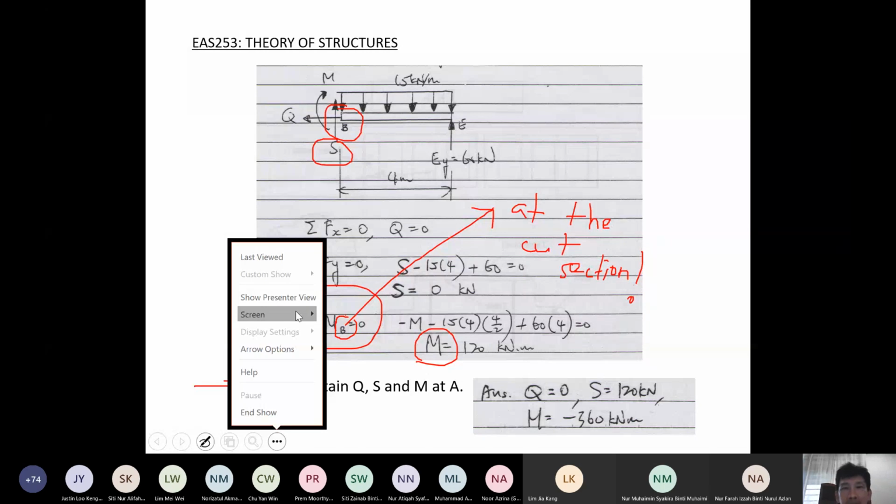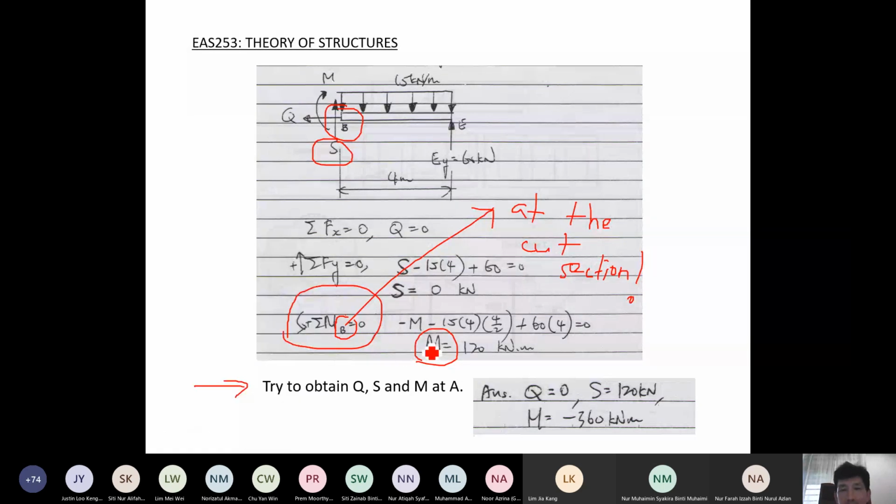So try to get the Q, S, and M, and the answer should be Q as 120, M negative 360. And negative 360 means the positive direction that you assumed at that particular section is actually wrong. The bending moment is in the opposite direction to that. Okay.